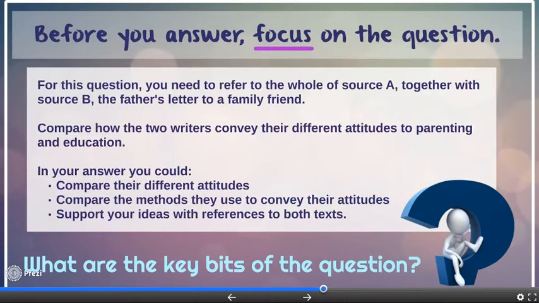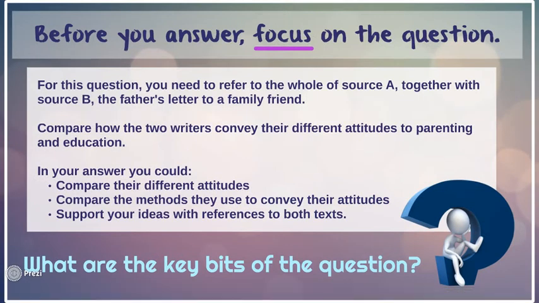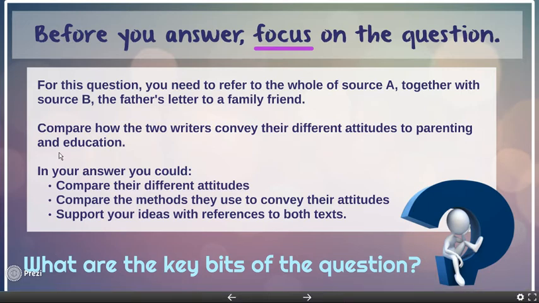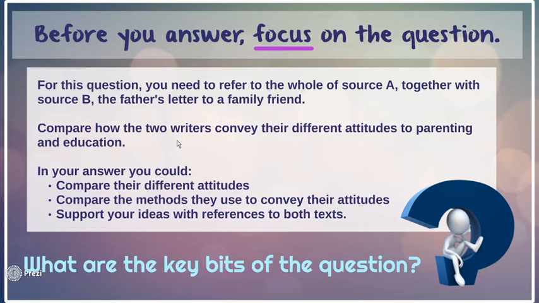Okay, let's have a look at this question itself then. So, for this question, you need to refer to the whole of source A together with source B, the father's letter to a family friend. Compare how the two writers convey their different attitudes to parenting and education. In your answer, you could compare their different attitudes, compare the methods they use to convey their attitudes, and support your ideas with references to both texts.